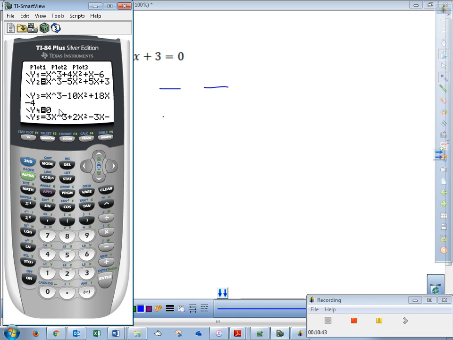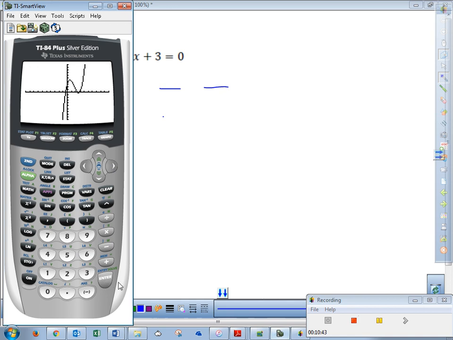So go to your graph and also have y equals 0 on there. And I want to intersect those. So, my bad. Second, calculate intersection. First curve is y2 for me. Second curve is y4. I'm going to guess. I want to see if this guy comes out rational or not.